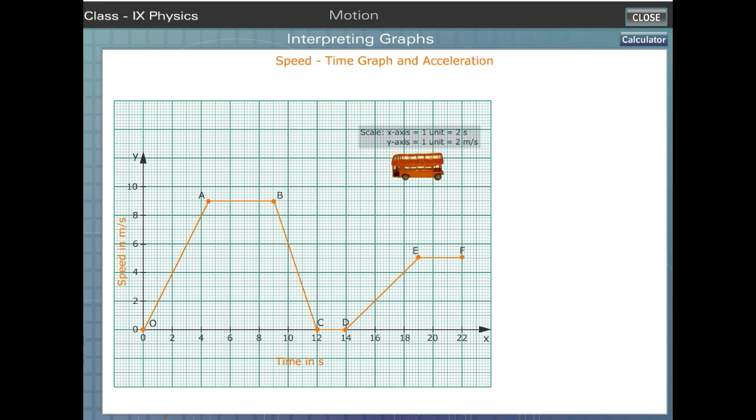Speed time graph and acceleration. Let us now solve an activity on speed time graph. The speed time graph shows how the speed of a bus changes with time. Observe the highlighted part of the graph and click on the appropriate word used to describe the motion during each part of the journey.